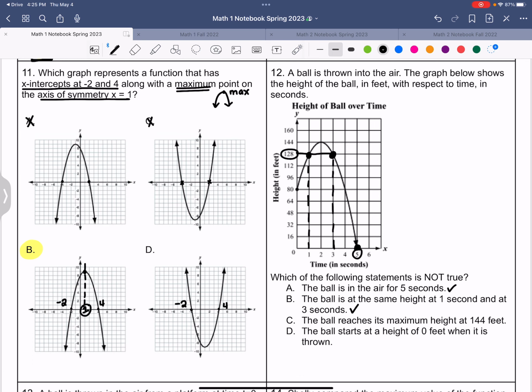So that's true. C, the ball reaches a maximum height at 144 feet. Yep, that's true. That's your max. Let's see about D. The ball starts at a height of 0 feet when it's thrown. No, the ball doesn't start at 0. It actually starts at 80. So D is false, and we are looking for a false statement. So there we go. For this one, the only reasoning you may need to give is it actually starts at 80.